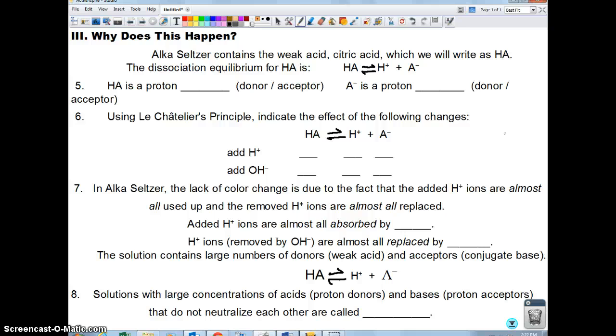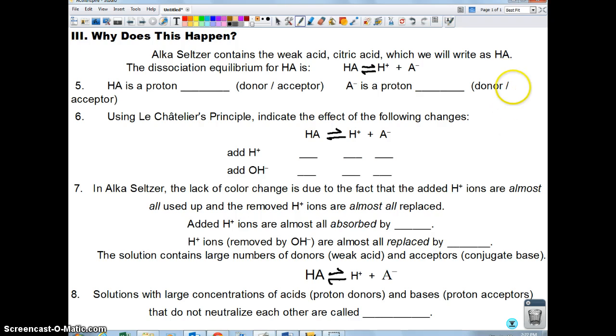In the previous video where I was adding acid and base to Alka-Seltzer, the color did not change very much. And the reason for that is because of what we're about to talk about in regards to buffers. Alka-Seltzer contains the weak acid citric acid, which will be represented by HA because I don't feel like writing out the big old long formula here.